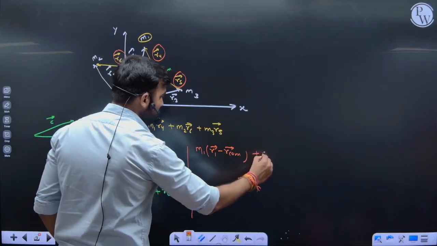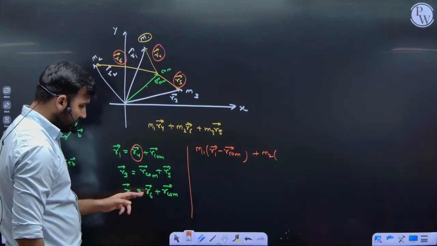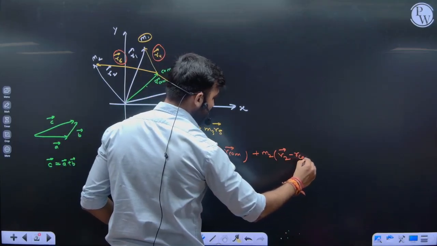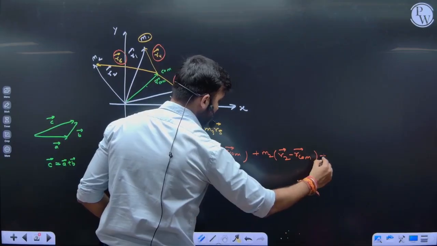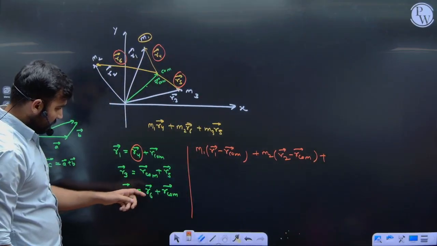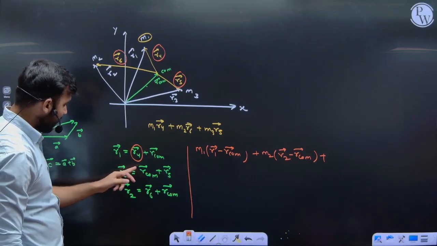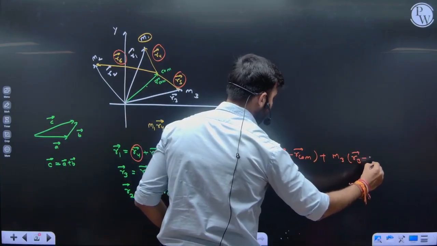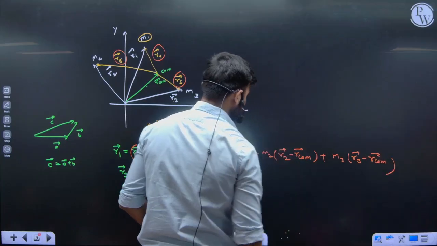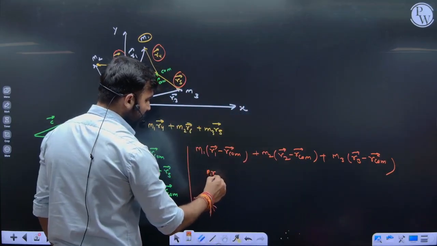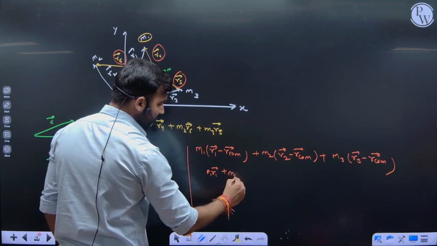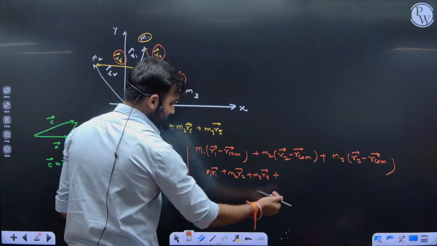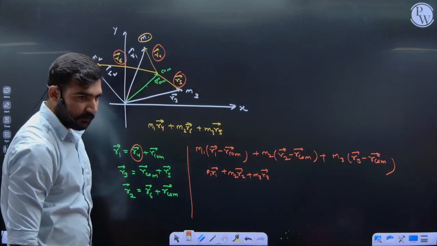Plus M2. Now tell me R6. Sir, R6 is R2 minus RCOM. Correct or not? Plus M3, R5 is R3 minus RCOM, correct? So we get M1 R1 vector plus M2 R2 vector plus M3 R3 vector, correct?